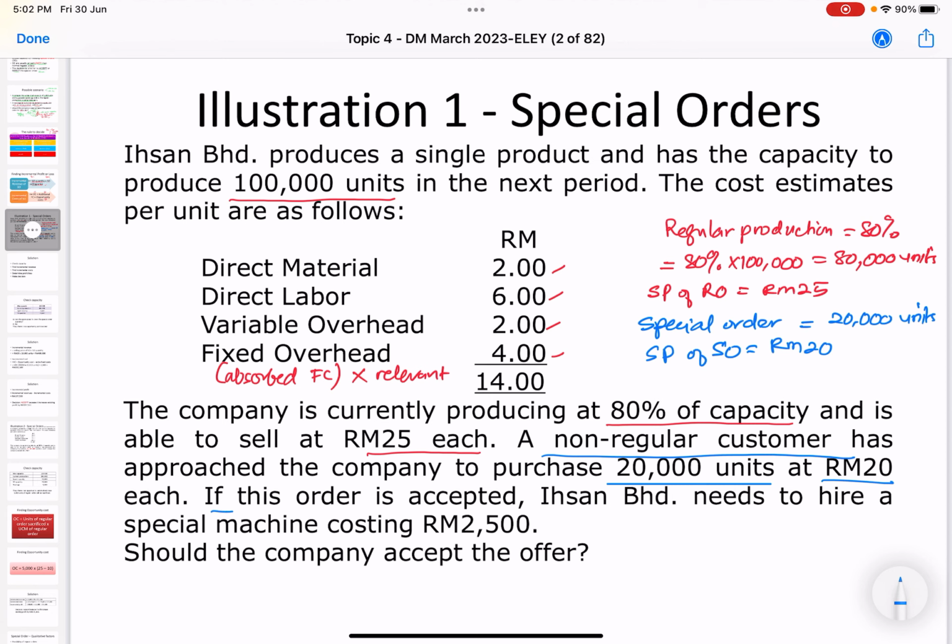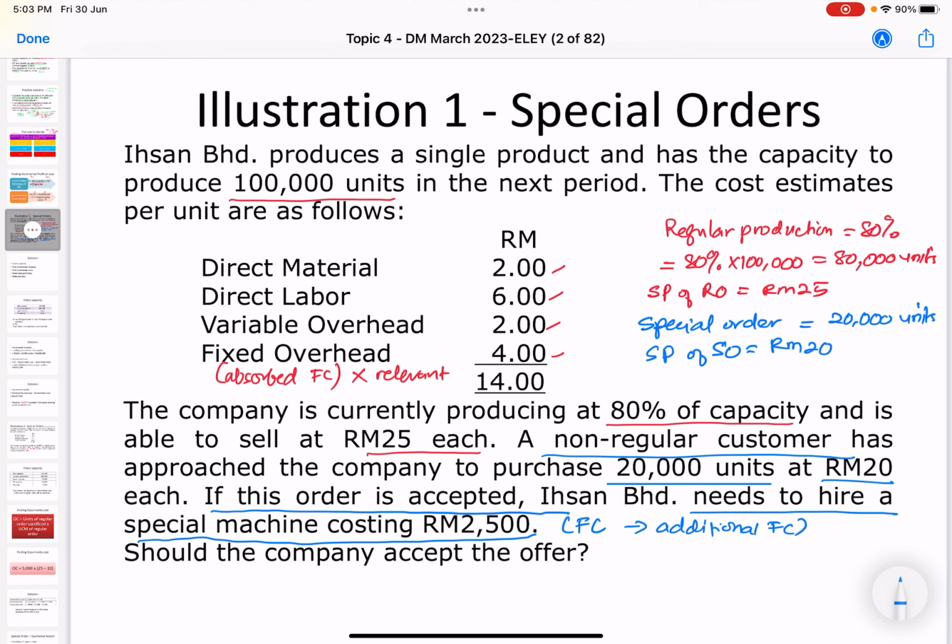It says here, if this order is accepted, the company needs to hire a special machine costing 2,005. The special machine cost is a fixed cost, and this fixed cost only happens if they want to produce the special order. So this is called additional fixed cost. It is not variable cost. So it is in the category of additional fixed cost. So the company should accept or reject?